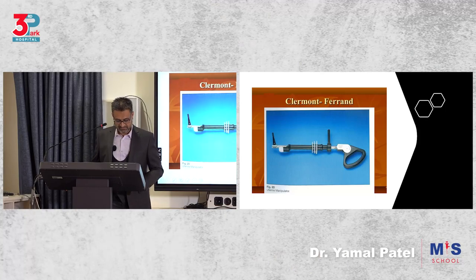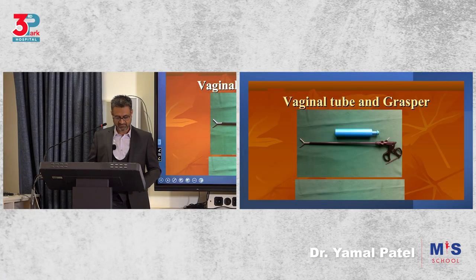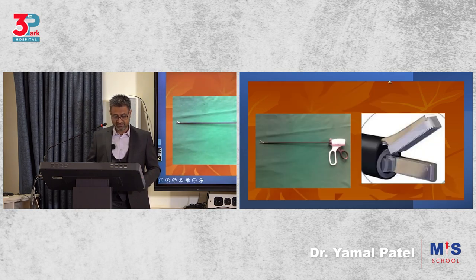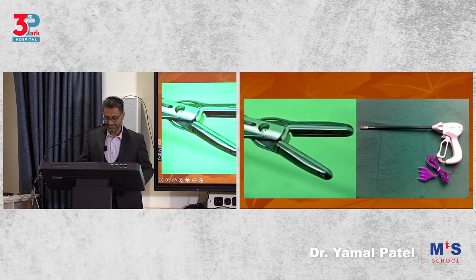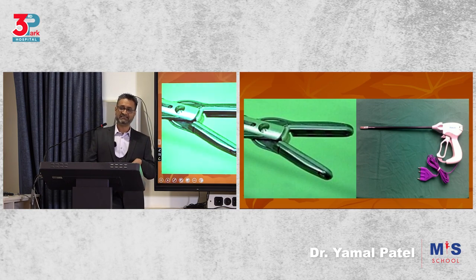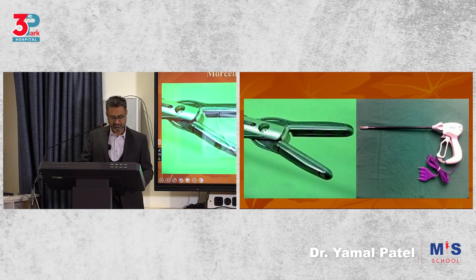We have elevators, of different types. This is Clermont-Ferrand, and then so many other types. We have these ultrasonic shears. You must have gone through them. Then you have the advanced bipolar, like the Enseal and the LigaSure. We have Thunderbeat, which is a combination of both. So you may need to at least know them, because someday you may need to use them.